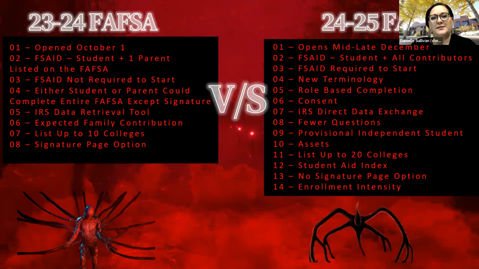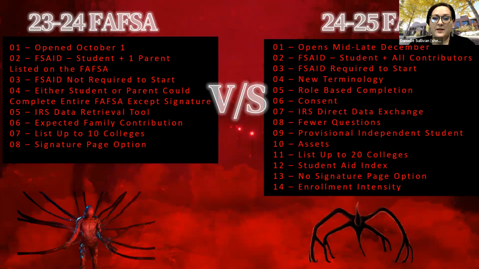The other big change is that all contributors plus the student will need that FSA ID in order to provide their consent, because this FAFSA is role-based. So that is a big difference, and we'll go over that terminology. The other big change is that right now, the FSA ID is not required to start a FAFSA. So students can actually create their ID and start the FAFSA with no issues. But beginning with this next year, you have to have that FSA ID to start the FAFSA, because that is the way that you're going to provide consent.